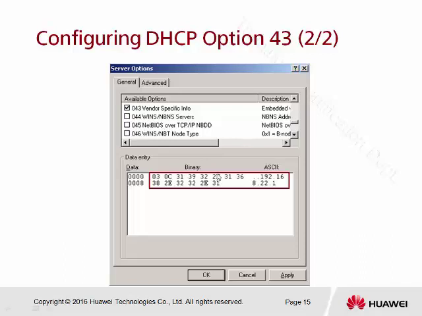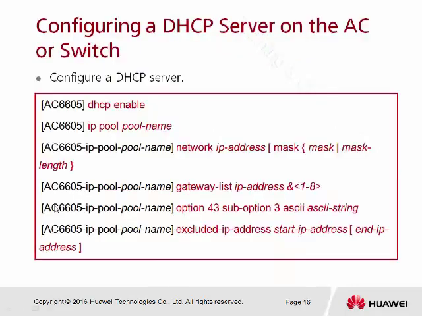This server option also allows us to use ASCII to configure the IP address. So when you configure that, you just need to go here and change the IP address to 192.168.22.1 and that will do. After you click OK and select it, it will automatically convert it into binary form. When you look at the view here, it says AC6605. So this is one of the Huawei ACs, the access controller.